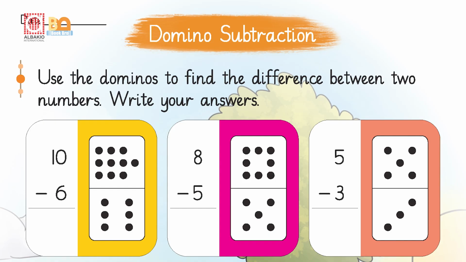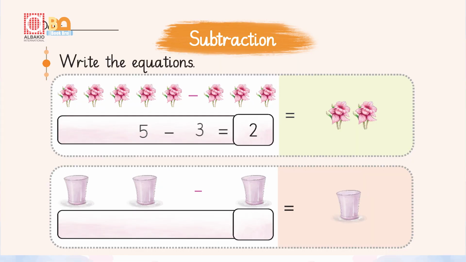Let's enjoy the domino subtraction. We will use the dominoes to find the difference between 2 numbers. Are you ready? 10 minus 6. So we will cross 6 dots and we will be left with 1, 2, 3, 4. 8 minus 5. We will cross 5 dots here and we will be left with 3. Great. Time to write the equations.